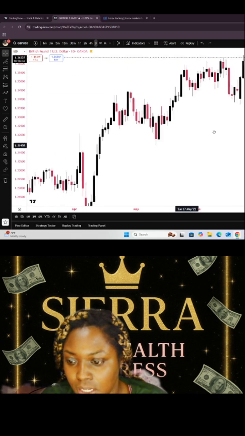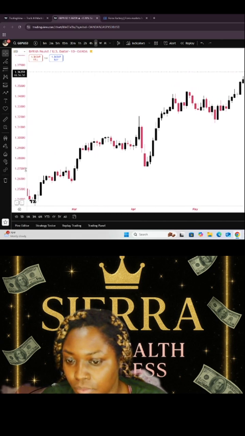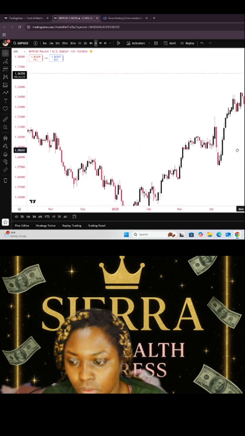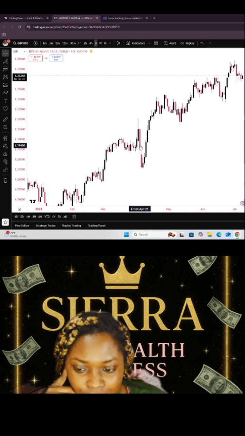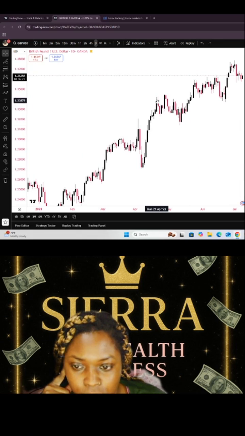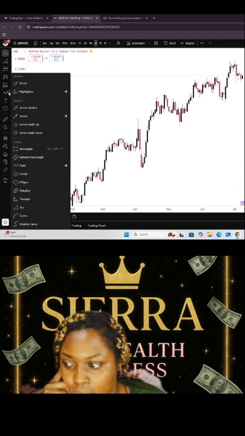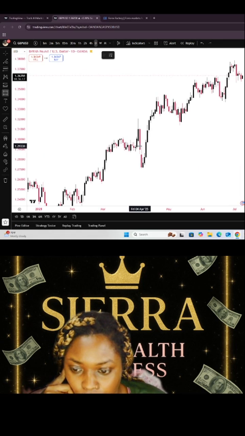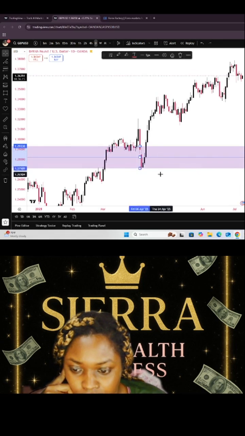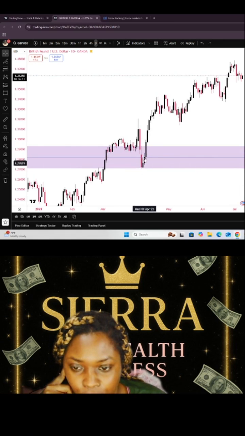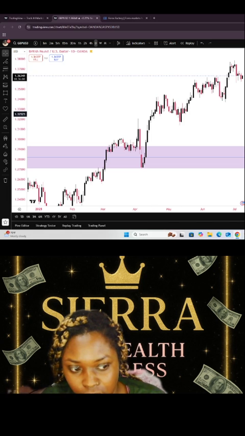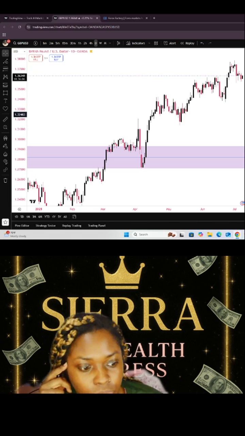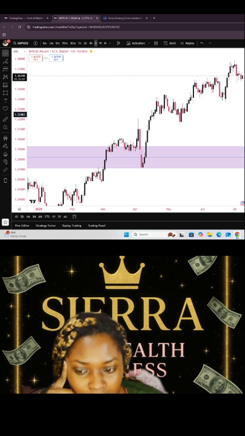Now, let's see. If I have a down candle before an impulsive up move, what is this area called? This candle right here. This down candle before this impulsive up move. It's actually called two things. What is it called? Order block. Yep, it is an order block. And what else?